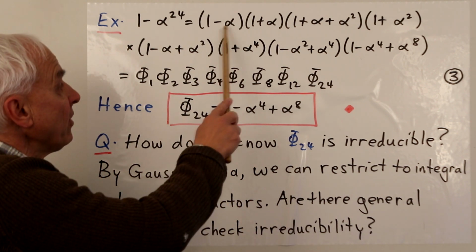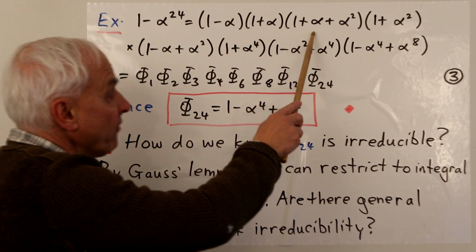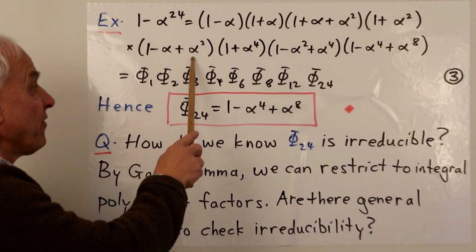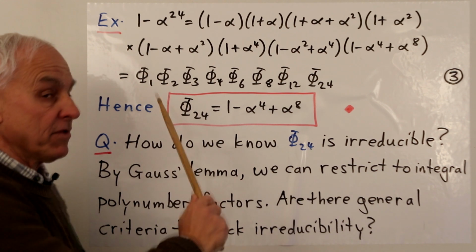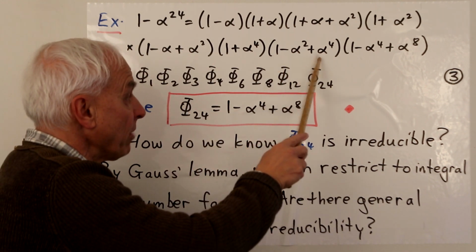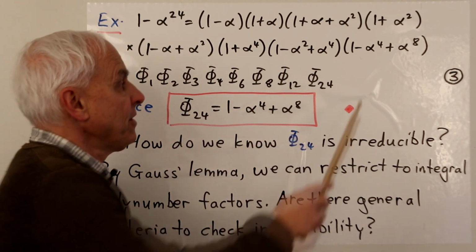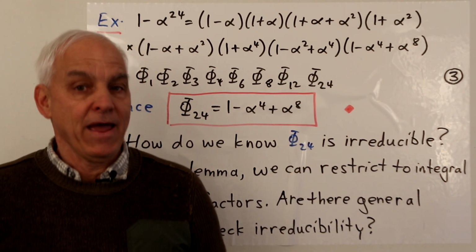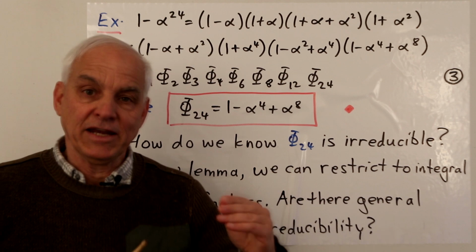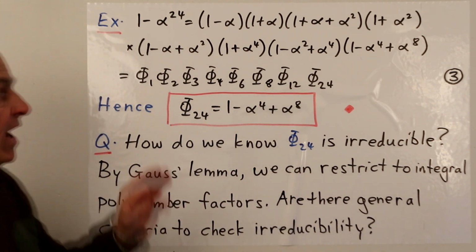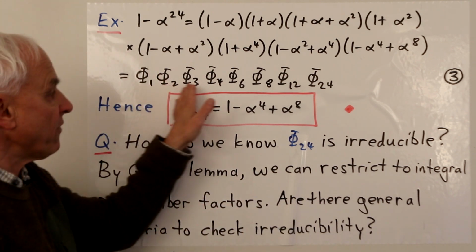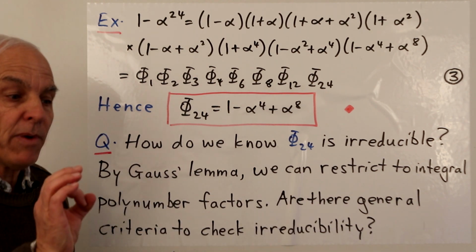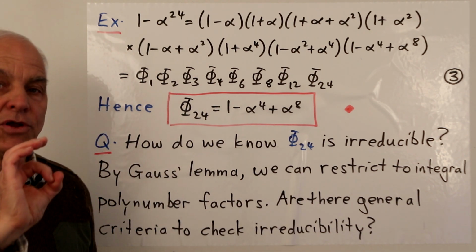1 minus alpha, 1 plus alpha, 1 plus alpha squared, 1 plus alpha squared, 1 minus alpha plus alpha squared, 1 plus alpha to the fourth, 1 minus alpha squared plus alpha to the fourth, and 1 minus alpha to the fourth plus alpha to the 8. And just as we've stated in that second fact, this can be interpreted as a product of all the cyclotomic polynomials, one corresponding to each divisor of 24.